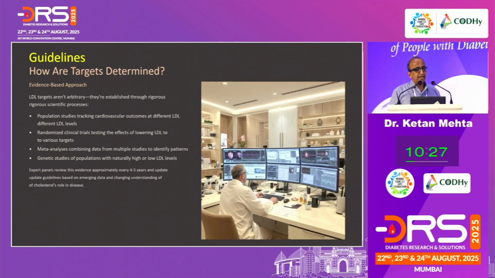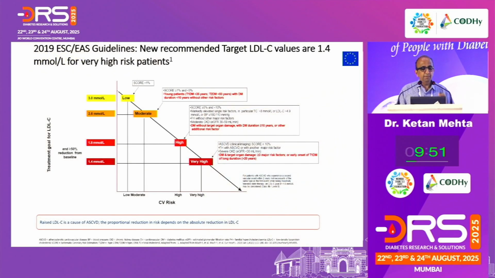So when it comes to guidelines, how are the targets determined? It's not that somebody just comes and says, okay, you need to achieve these targets. It's an evidence-based approach. LDL targets are not just arbitrary. Population studies have been analyzed, various randomized clinical trials have been taken into consideration, meta-analyses have been studied, and there are various genetic studies, and then an expert panel discusses and comes out with the recommendations which should be followed.